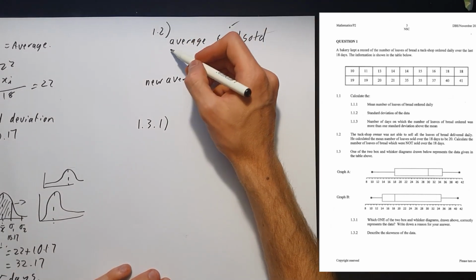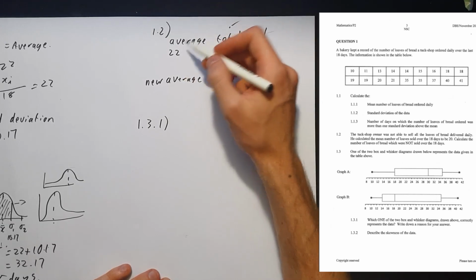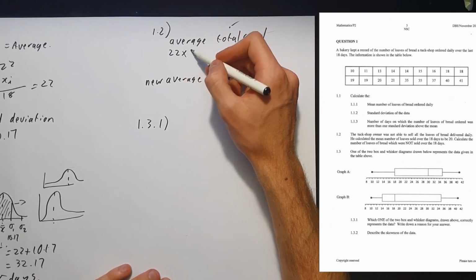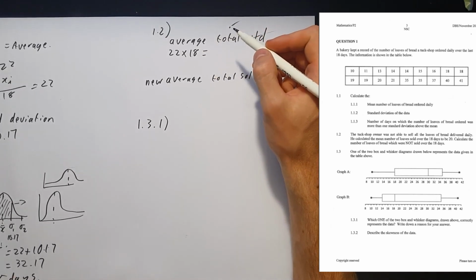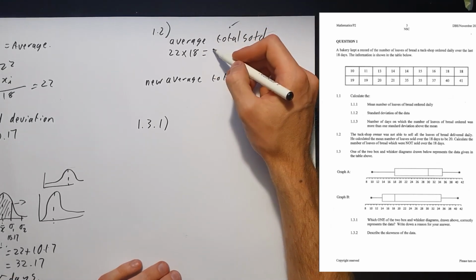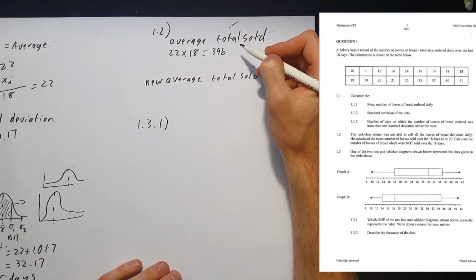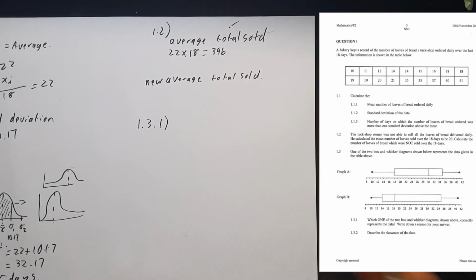Okay, so we take the average, which is 22, which is the mean, and we're multiplying it by the number of days that bread was bought. Okay, that is going to give us an amount of 396 loaves of bread on average that was bought over the 18 days.